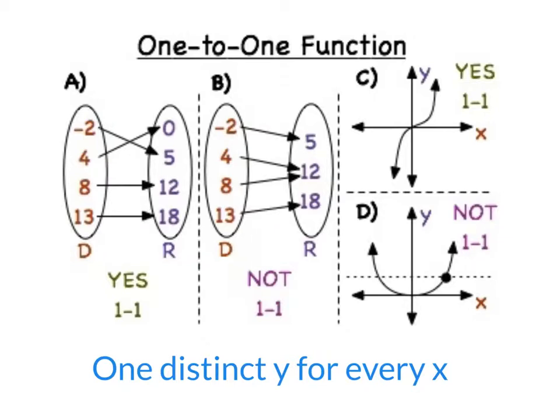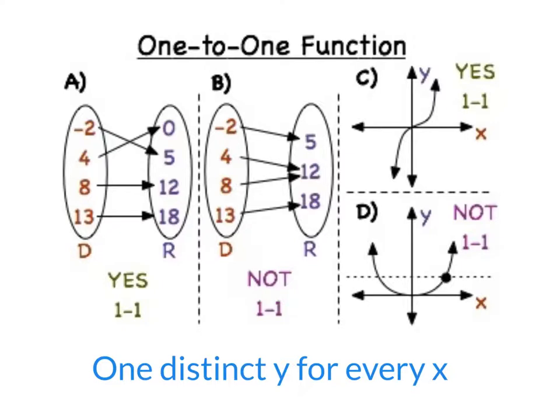But here, this is not one-to-one because for -2 to 5, that's fine, and 13 to 18, that's fine. But 4 and 8 have the same output. So in order for that to be a one-to-one, 4 and 8 would have to have two different y's, or ranges that it would map to. So that's not one-to-one.